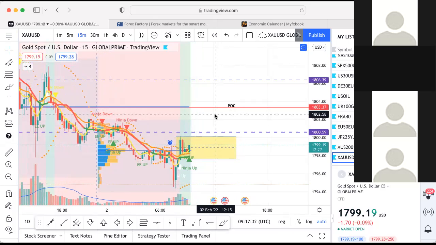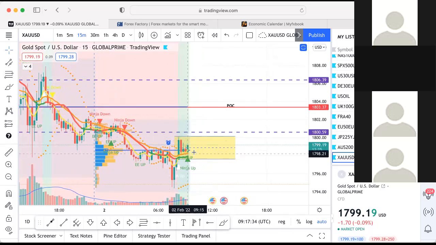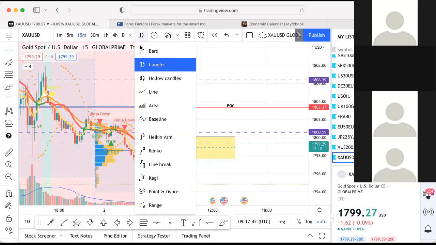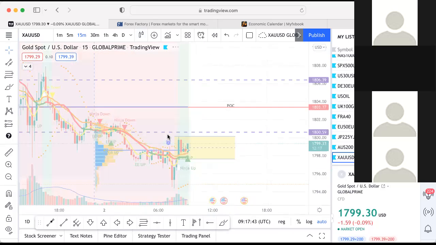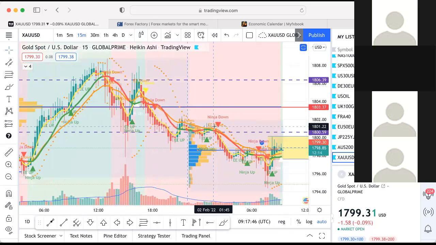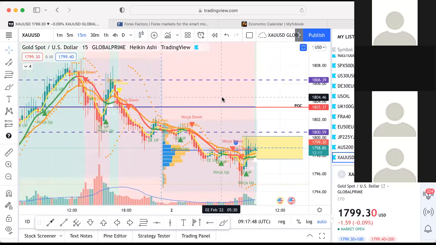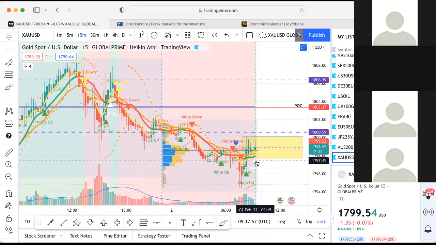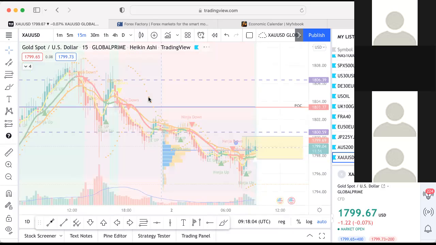Okay. So we're still rotating. We've got a Ninja Matrix up. We've got a Ninja up. I'll just check it on the Heikin Ashi candles again. When we looked previously on the Heikin Ashi candles, we were still on a red Ninja Matrix, but we've now got a matrix up on the Heikin Ashi candles as well as on the normal candles. So all the signs are looking good.